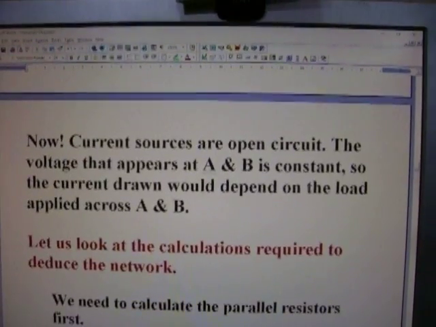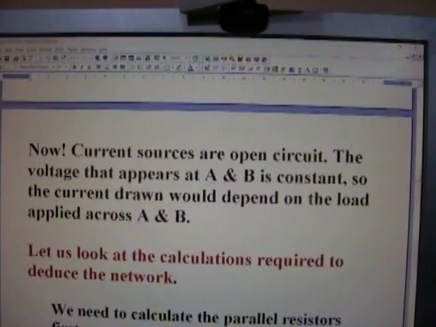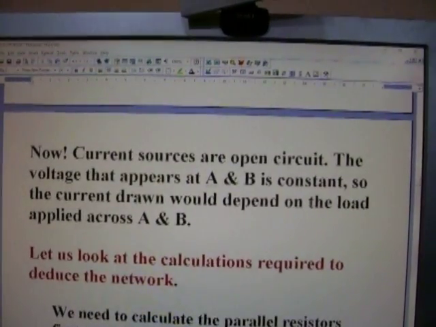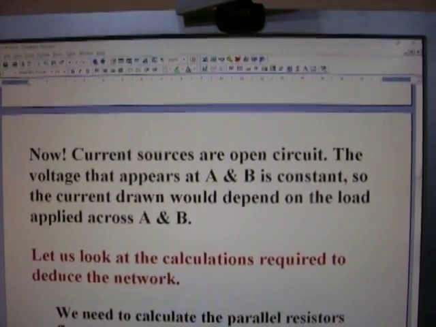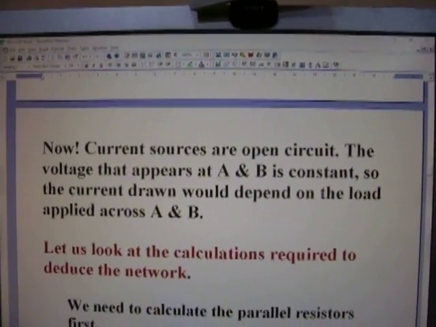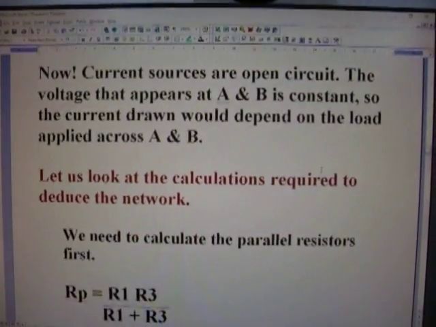Now, current sources are open circuit. The voltage that appears at A and B is constant, so the current drawn would depend on the load applied across A and B. Let us look at the calculations required to deduce the network. Okay.